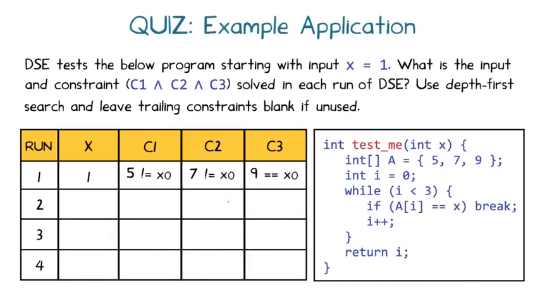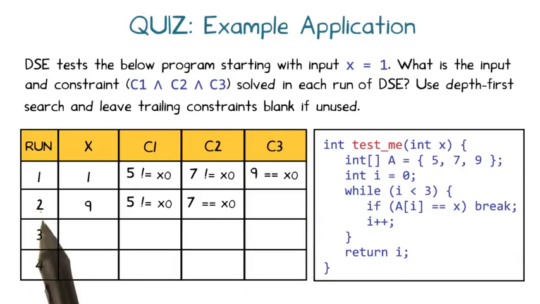In iteration 1, the input x is 1. C1 is the constraint 5 does not equal x0. C2 is the constraint 7 does not equal x0. And C3 is the constraint 9 equals x0. After the end of the first iteration of DSE, the constraint C3 forces the new input to be 9.